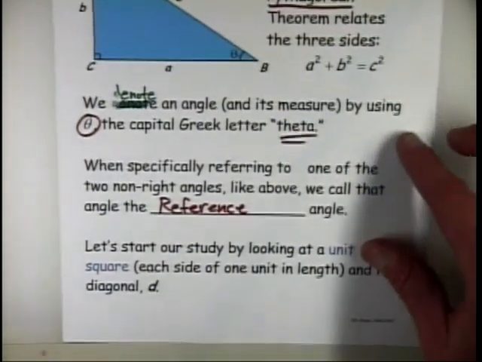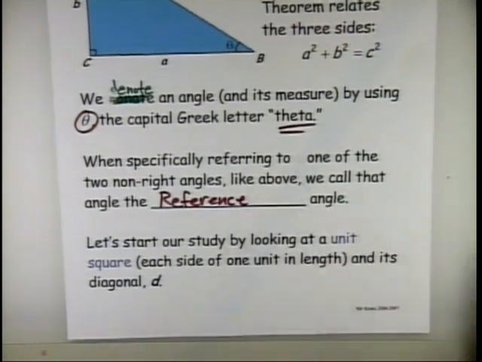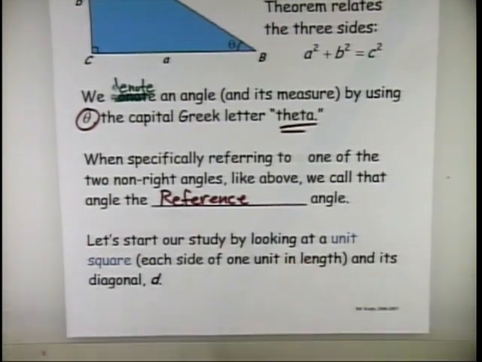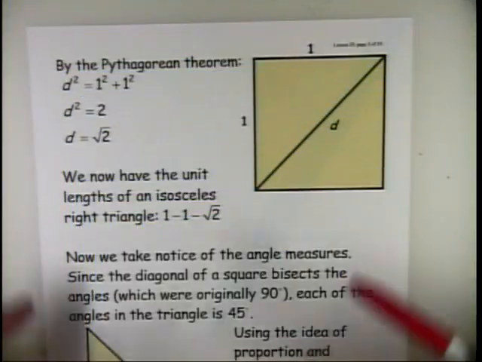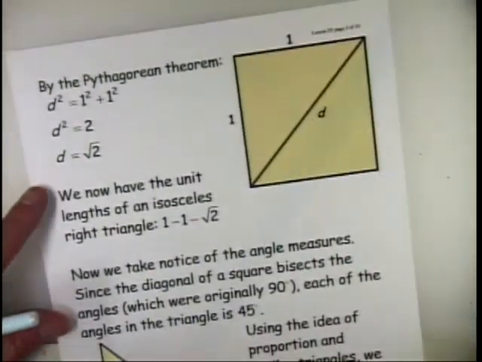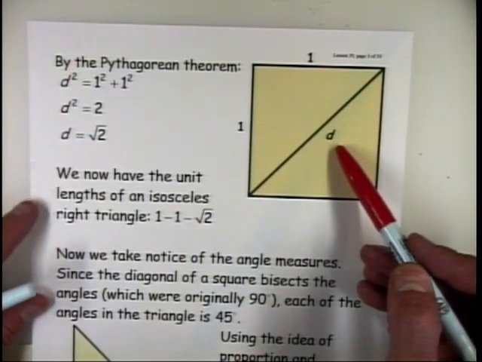Now we're going to start our study of our two special triangles by looking at the unit square. And what is a unit square? Well, it's a square that has a unit length on one side, which means 1 unit. So it could be one inch, 1 foot, 1 mile, whatever. And then we're going to take a look at its diagonal. Okay? So there we have our unit square. We have 1 and 1, and so that means these two sides are 1 also. And if I look at the diagonal from one corner to the other, I can call it D for diagonal.